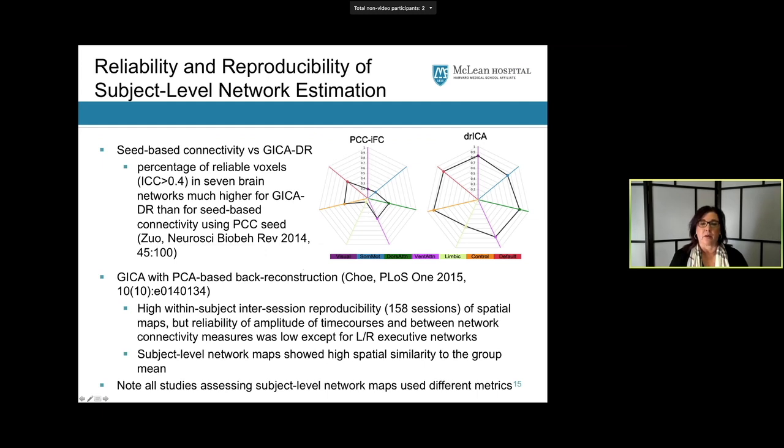A study of group ICA with PCA-based back reconstruction found high within subject inter-session reproducibility of spatial maps across 158 sessions of scanning data from a single subject. But the reliability of the amplitude of the time courses and between network connectivity measures was low, except for the left and right executive networks. And the subject level network maps showed high spatial similarity to the group mean. One thing I would like to point out is that all these studies assessing subject level network maps use different metrics, so results may not be directly comparable across the different back reconstruction methods.